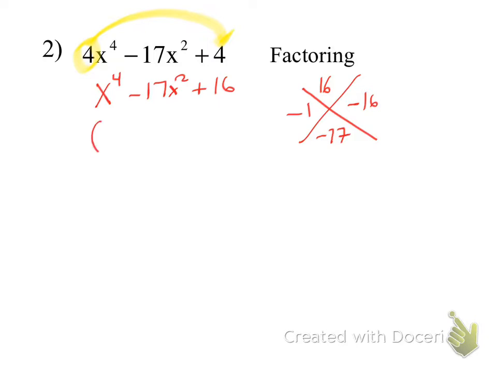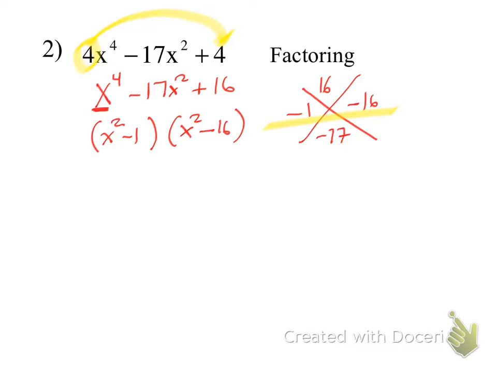And now, how am I going to factor that, Charlie? Then you have x squared. X squared, because the root of x to the fourth, Jake, is x squared. X squared minus 1, and x squared minus 16. Good. Now, I had that all right there.